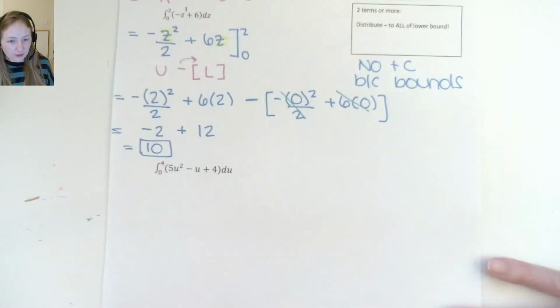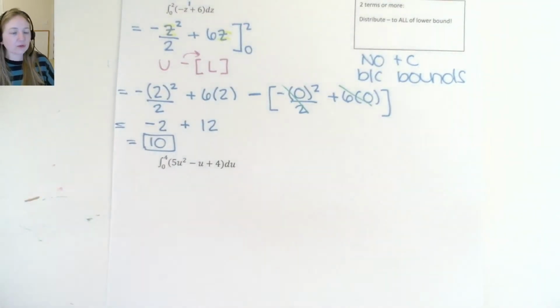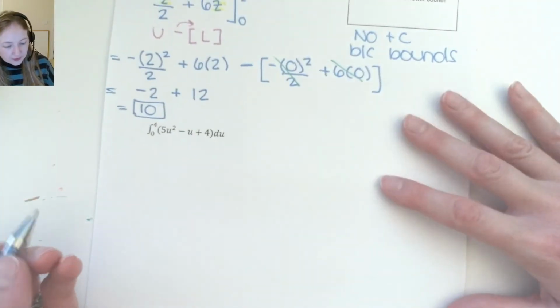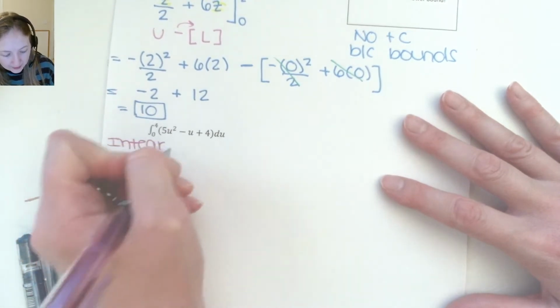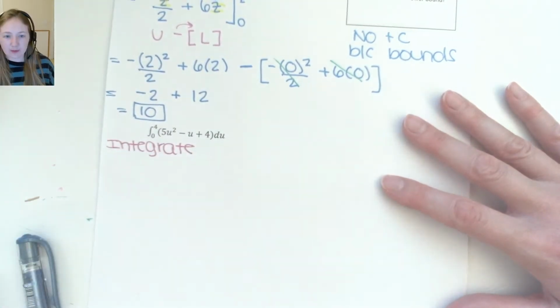Okay, so here again, same idea. These parentheses are really unnecessary. They're just trying to group the integrand together. The first step is going to be to integrate as you normally would. So do your whole, add 1 to the exponent, divide by the new exponent.